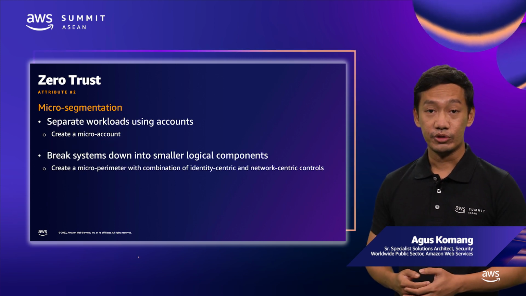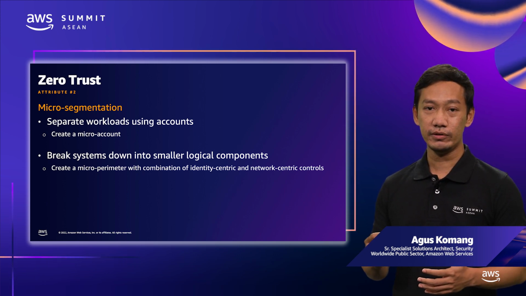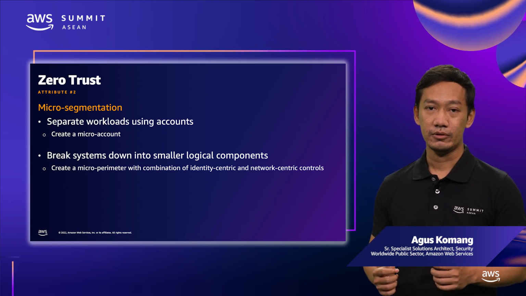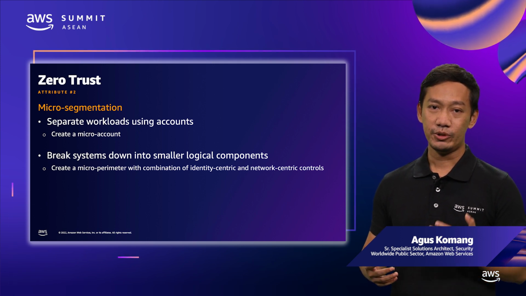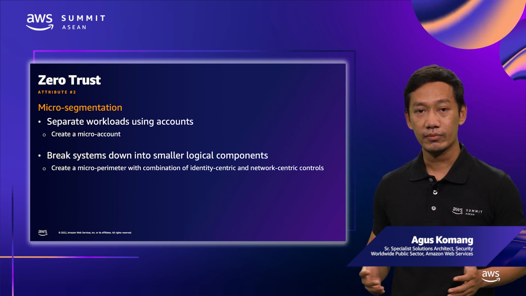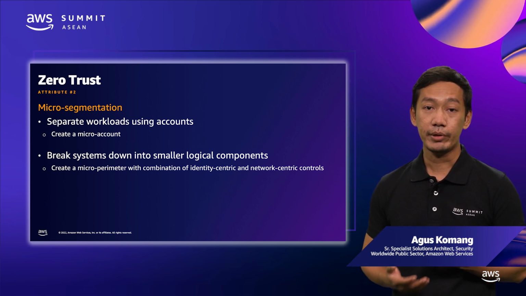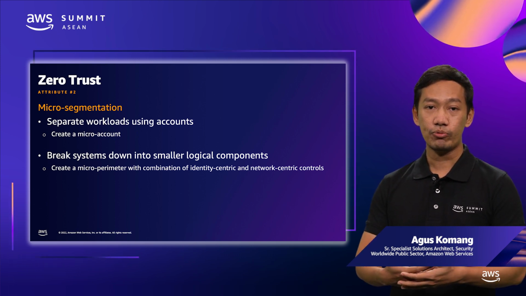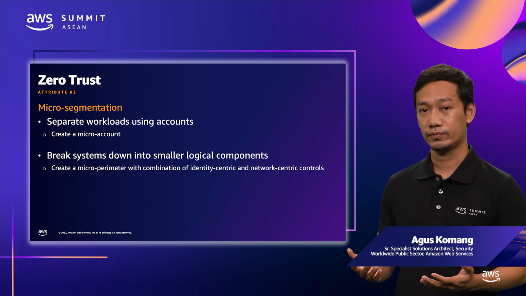The second attribute is microsegmentation. Microsegmentation plays an important role in reducing the blast radius of an attack, making lateral movement harder. To achieve microsegmentation, apply it at various levels. First, separate workloads into multiple accounts, using accounts to provide the boundaries and controls for communication between workloads. Within each of these accounts, break the system down further into smaller logical components. Build a micro perimeter around these components with a combination of identity and network controls.